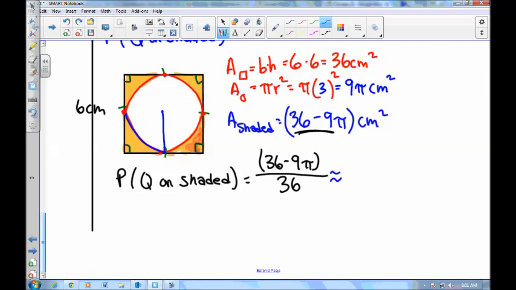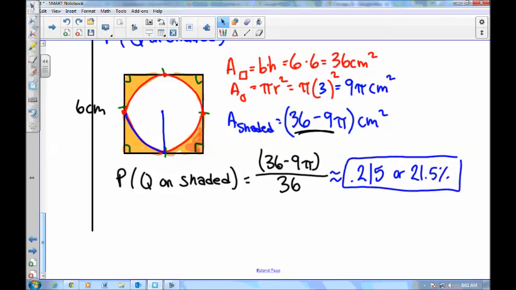That's a decimal. 0.21, round correctly, what would come after the 1? 5. Which is what percentage? Yep, 21.5%. Chance that if a point is randomly placed, it will land in the shaded area. What's the probability that will land in the circle, not the shaded area? 78.5%. Yep.